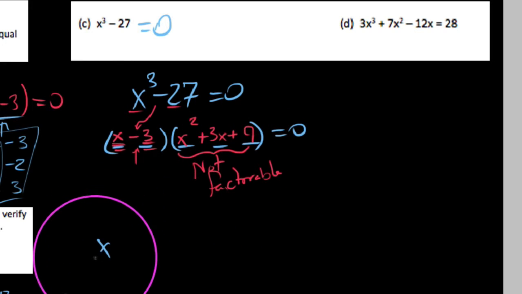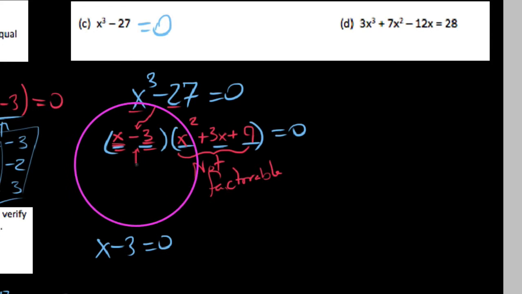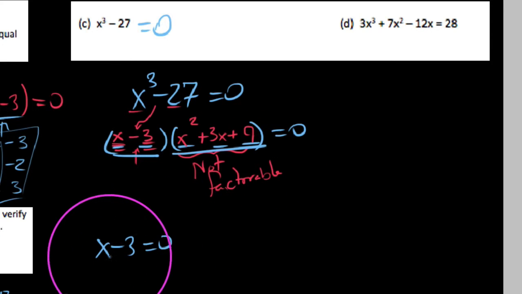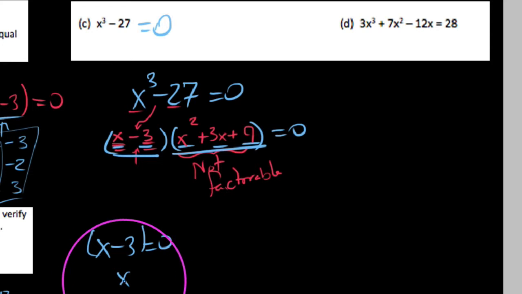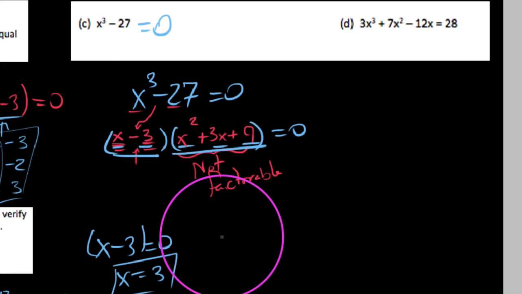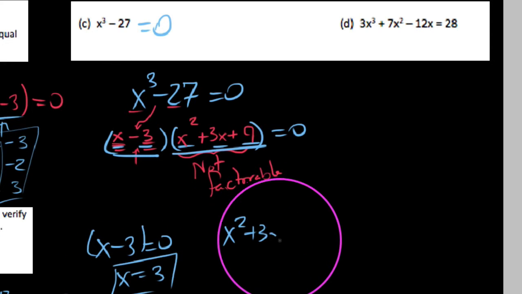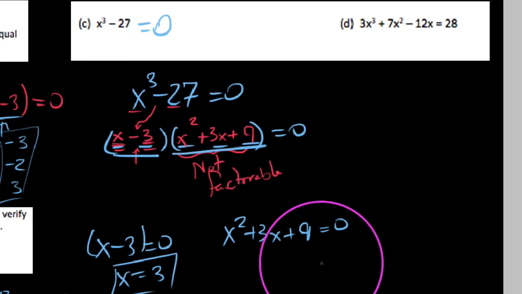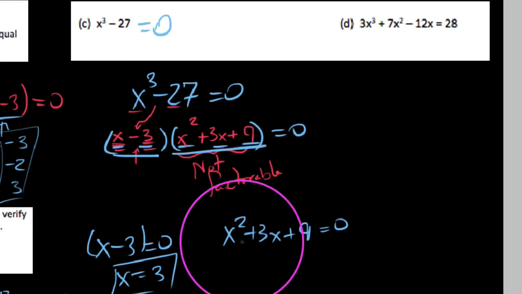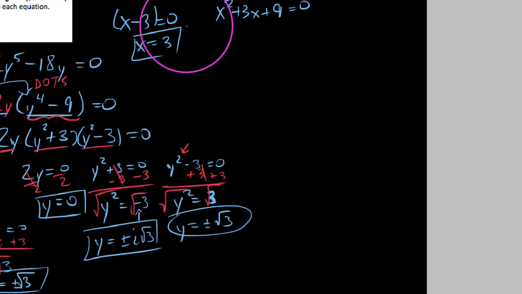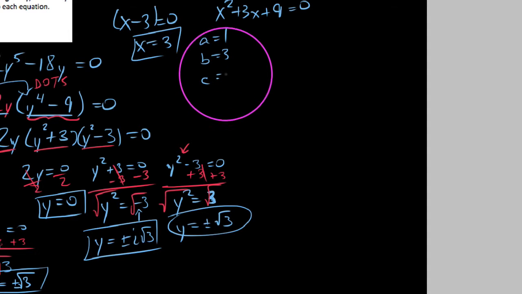So what we're going to do is set each one of these factors equal to 0 now. If this times this equals 0, then either x minus 3 equals 0, which gives us a solution of 3, or x squared plus 3x plus 9 equals 0. So in this instance, if it's not factorable, we're going to have to use the quadratic formula. Since it's quadratic and we've got it equal to 0, a is 1, b is 3, c is 9.